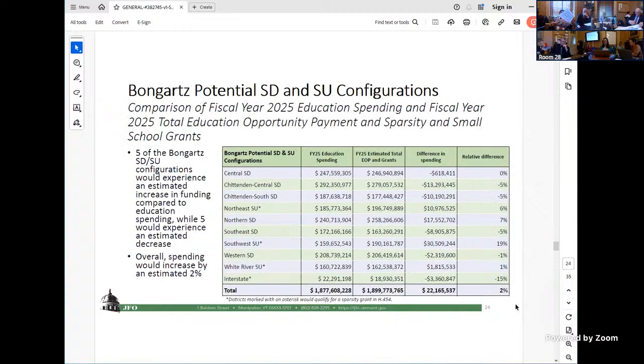Again, this next slide is a table representing the same information, but now with the new configurations we were previously looking at. Here we see that 5 of the configurations would experience an estimated increase in funding, while 5 would experience an estimated decrease. Overall spending would still increase by an estimated 2%. This gets back to Senator Hinsdale's question of the distribution of funds. We can see that how the lines are drawn determines those changes. And this is applying the House-passed bill.